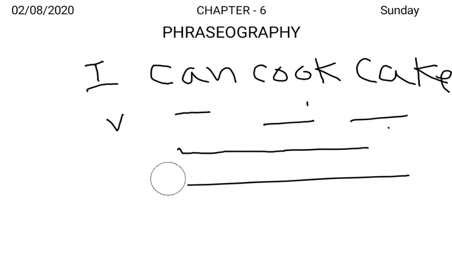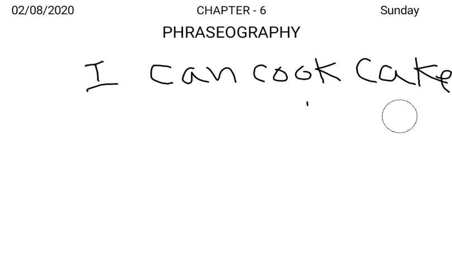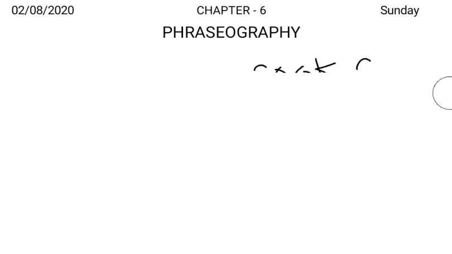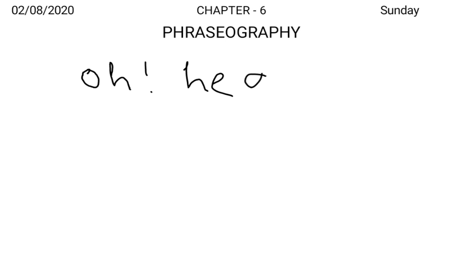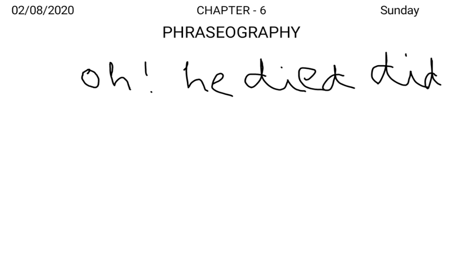Another example. Oh, he died, did he. If you write separately, how do you write? O is grammar block. This is he died.